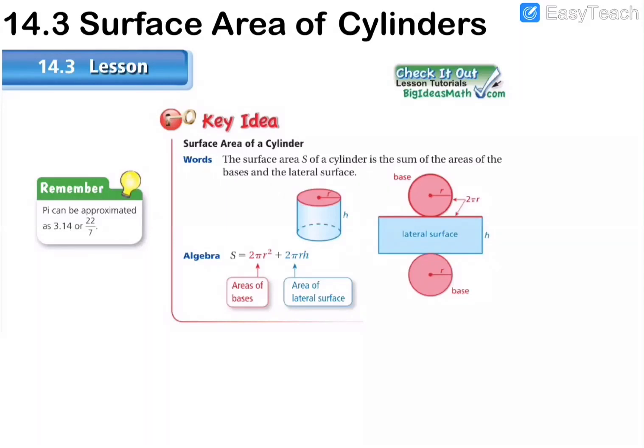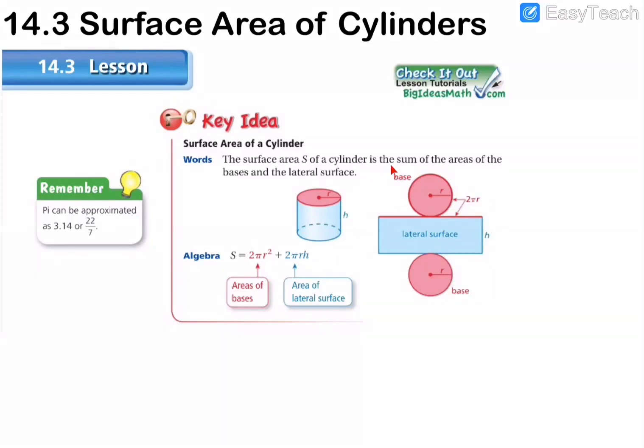Well, they both have two congruent bases and they both have a lateral portion. The only difference is in a cylinder, your bases are circles, whereas in a prism, for example, the rectangular prism, your bases are rectangles. And so what we did with the prisms and pyramids is we found the area of the base or bases, and then we found the area of the lateral faces. It's going to be the same thing with cylinders, except that your bases are circles.